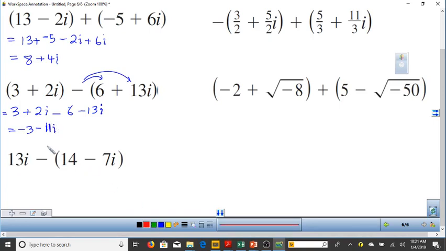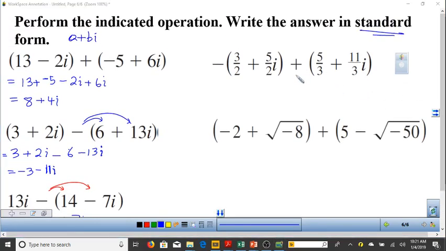And of course, this third example is very simple from there. You distribute the negative, you get 13i minus 14 plus 7i. And we put the real part, since there's only one real part there, we'll just put -14 first, and then 13i plus 7i is 20i. Then a little bit more complicated example here, where you're going to distribute this negative inside this pair of parentheses, and then we will combine like terms.